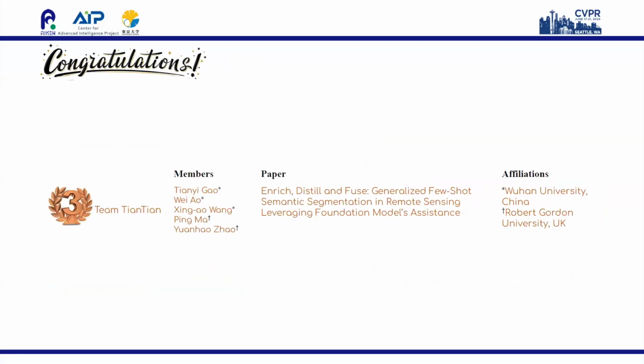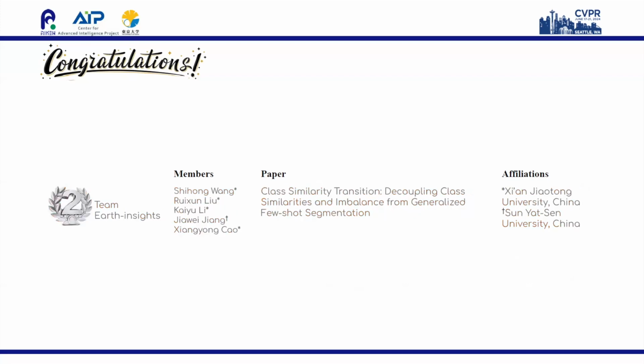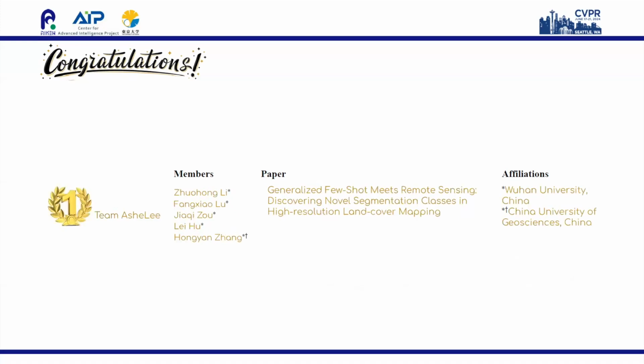So I will just go straight to the winners of the challenge. I will just mention the group names. That's Team Tantan, the first winner of the challenge. Their paper can be read, and they will present, so I don't have to go into details. The second winner is Team Health Insight, also affiliated in China. And the third winner is Tina Shilly. Yeah, they will present as well.